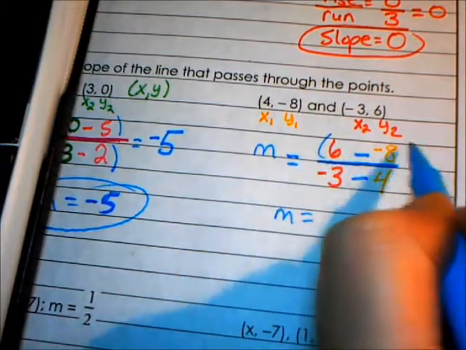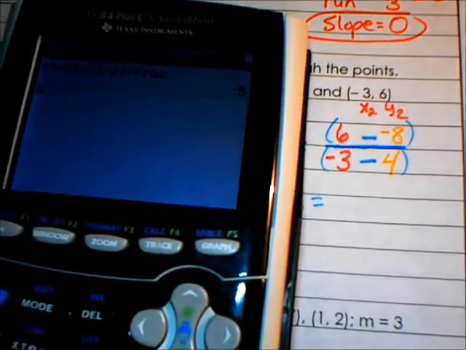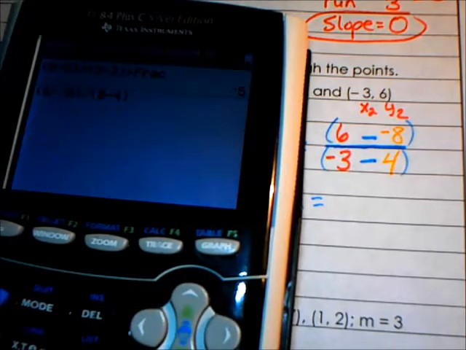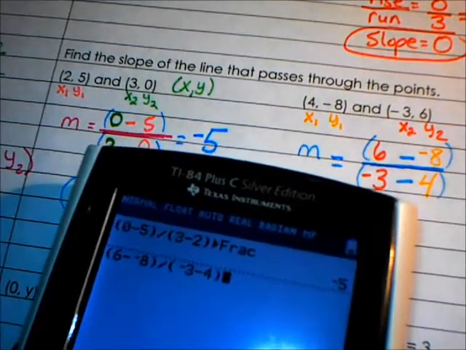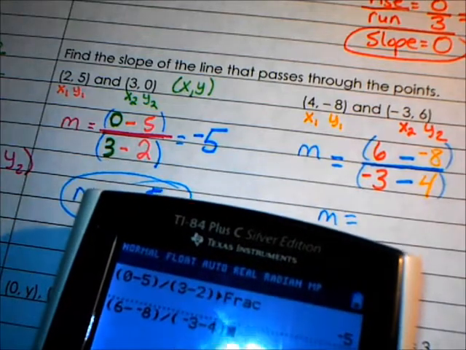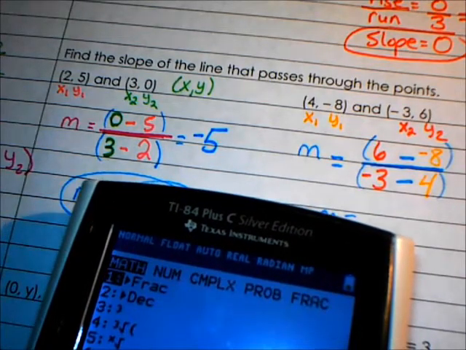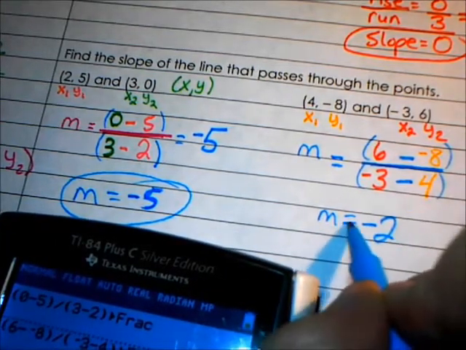Equals, I'm going to put the top in parentheses and the bottom in parentheses. Okay, so make sure you have parentheses around your numbers. Make sure I have it right. Okay, remember to math frac it. And I get slope is -2.